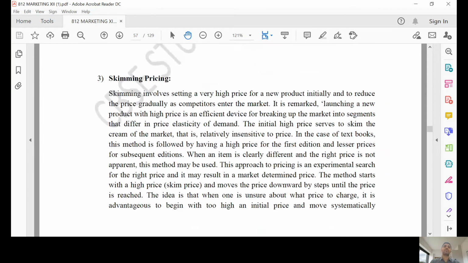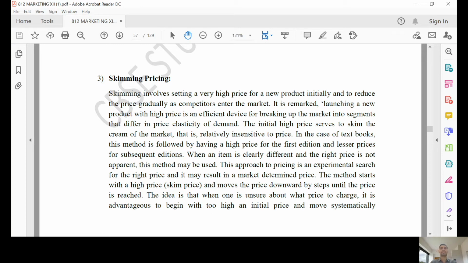The next type of demand-oriented pricing is skimming pricing. Under skimming pricing, products are sold at a higher price initially, and later they reduce the price once the demand has been met, when they have already achieved their objective. So initially, the marketer will sell the product or service at a higher price. Then later, gradually, they will reduce the price of the product.